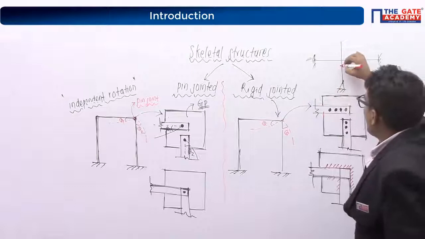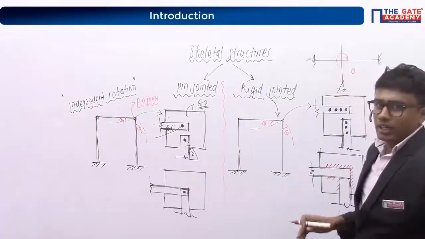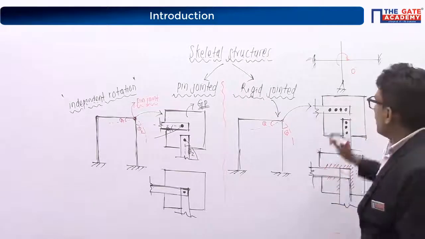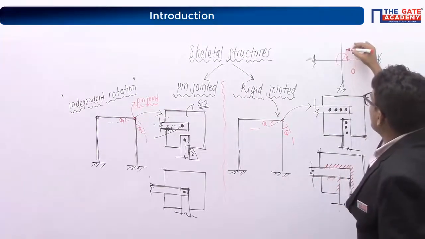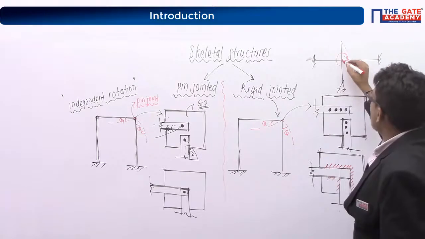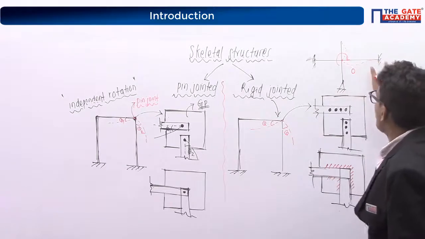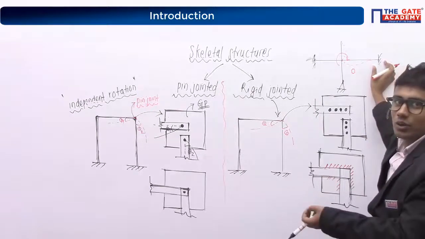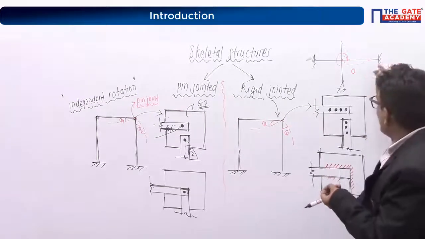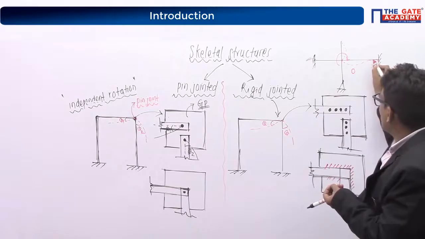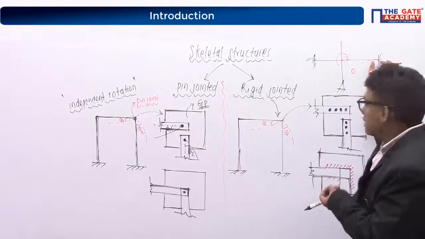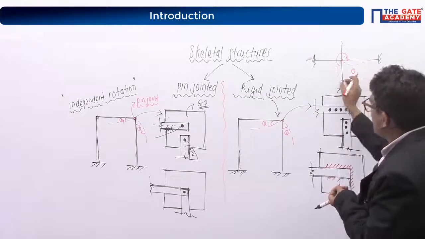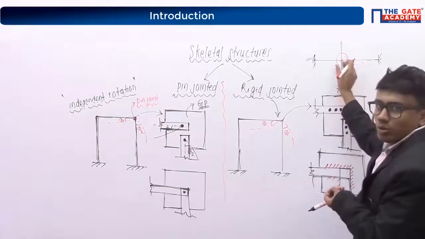If I am applying a moment here, a clockwise moment at this joint, what is going to happen? This member will rotate like this. This member will also rotate like this. At the fixed support, rotation will be 0. There will be a moment of resistance. Rotation will be 0 at a fixed end, that's why it is drawn like this. That means the slope here will be 0. Then coming to the hinged end, it is also going to rotate like this. Here some rotation will be there, here also some rotation will be there.